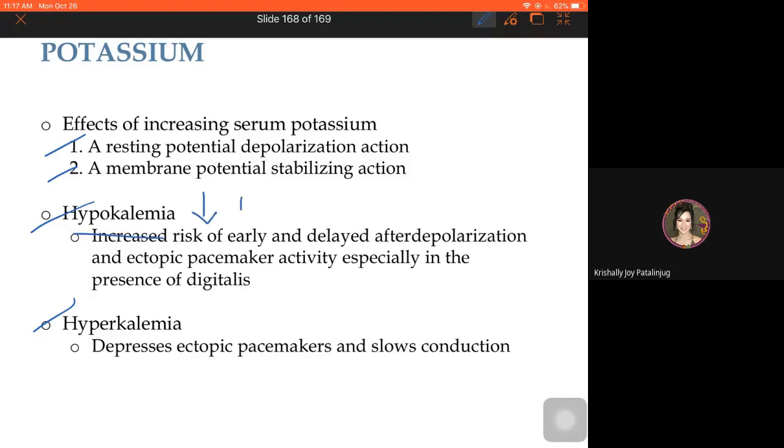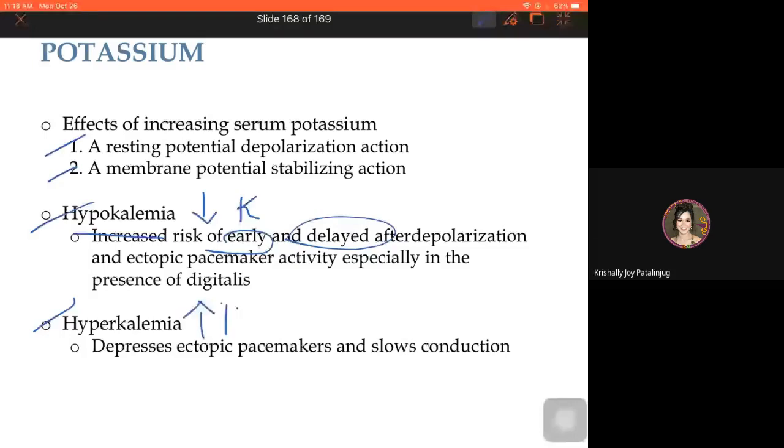Una, pag mababa yung potassium, that can cause early or delayed afterdepolarization. Kaya kapag ang isang cardiovascular drug may hypokalemic effect, di ba? It could precipitate or give rise to cardiac condition like arrhythmia. Okay? And kapag naman hyperkalemia, it can depress the pacemaker and slows down conduction. Kaya kung may too much potassium ka in the body, ang effect nun is too much relaxation ng heart due to excess potassium ion. Okay? Which is delikado yung too much relaxation ng heart, di ba?